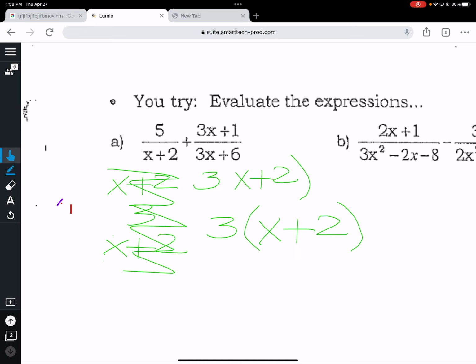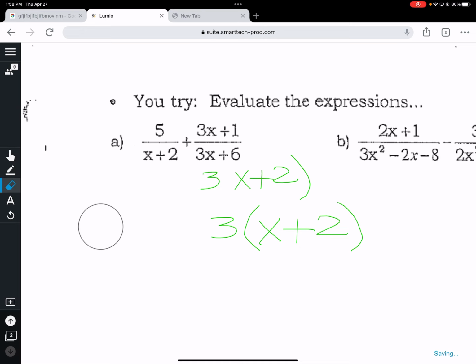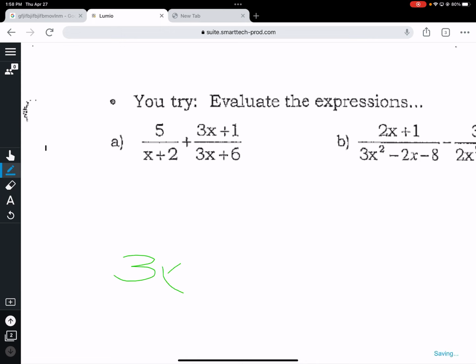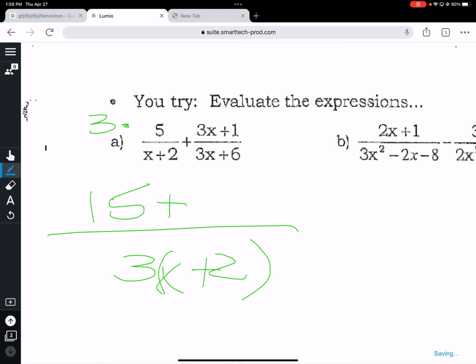So let me get rid of my stuff. 3x plus 2. What did I do to the first denominator to get to 3x plus 2? What's missing? Multiply by 3. So what is 3 times 5? 15. Then, what did I multiply... Oh, and we factored here, and we got it to be 3x plus 2.